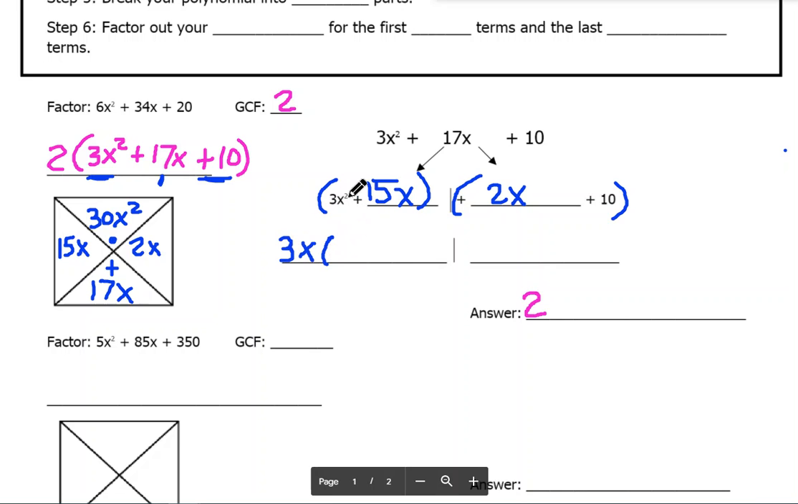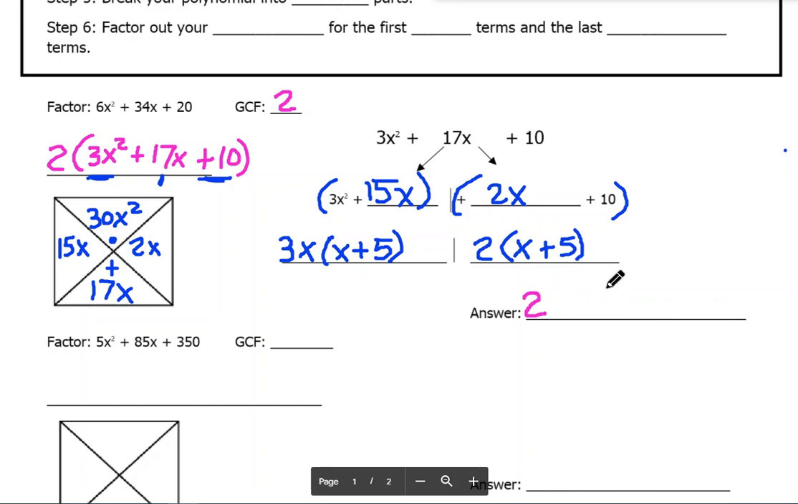Well, 3x squared divided by 3x would leave me with 1x. 15x divided by 3x would give me 5. So it'd be plus 5. Right? So now I'm going to look over here. What do these two things have in common? Well, I see that they can both be divided by 2. So 2x divided by 2 is x, and 10 divided by 2 is 5. So I'd be left with x plus 5.